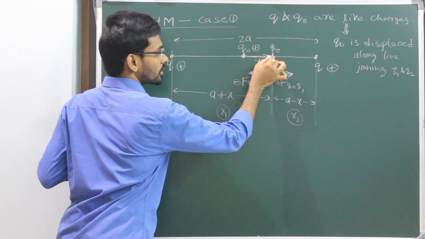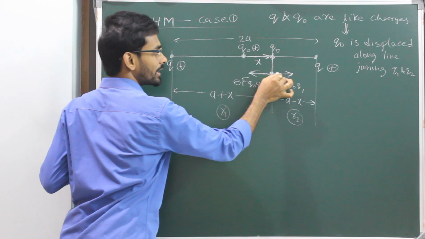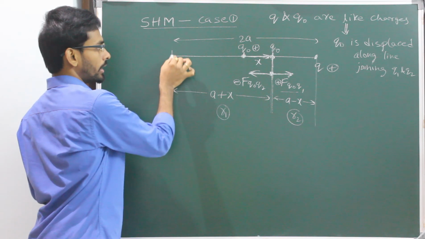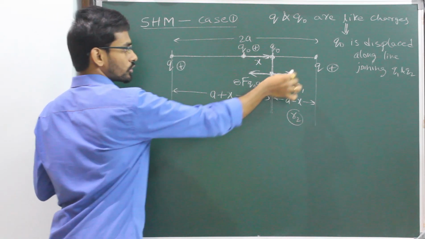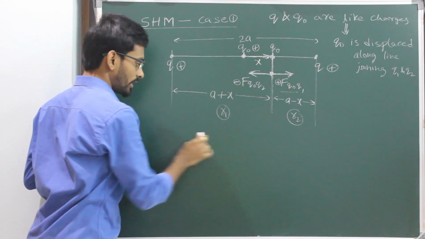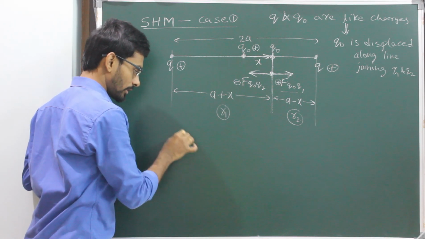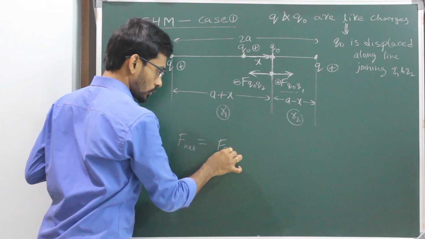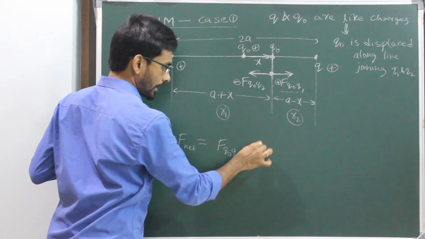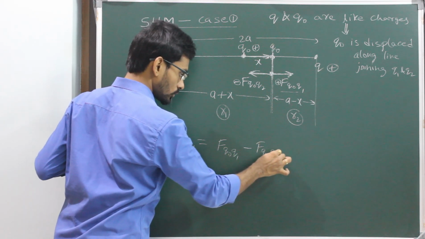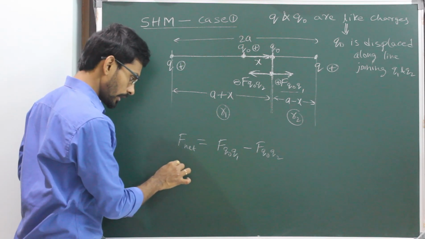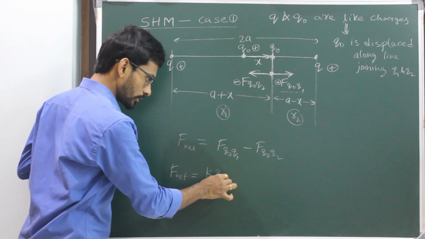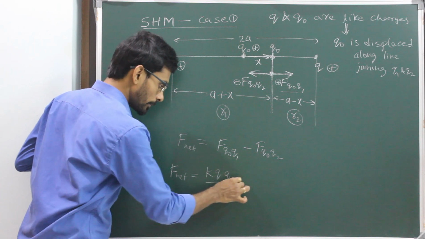So the net force will be in this direction. As X is taken towards right, force towards right is positive. So the force due to charge Q1 is positive and the force due to Q2 is negative. So now F net will be equal to F Q naught Q1 minus F Q naught Q2. So F net is equal to K into Q1 into Q naught, that is Q, by R1.